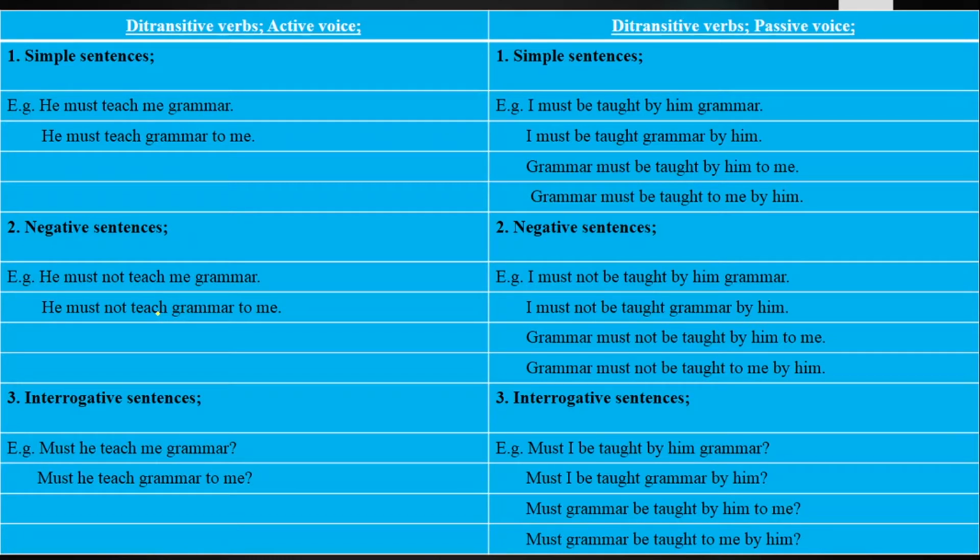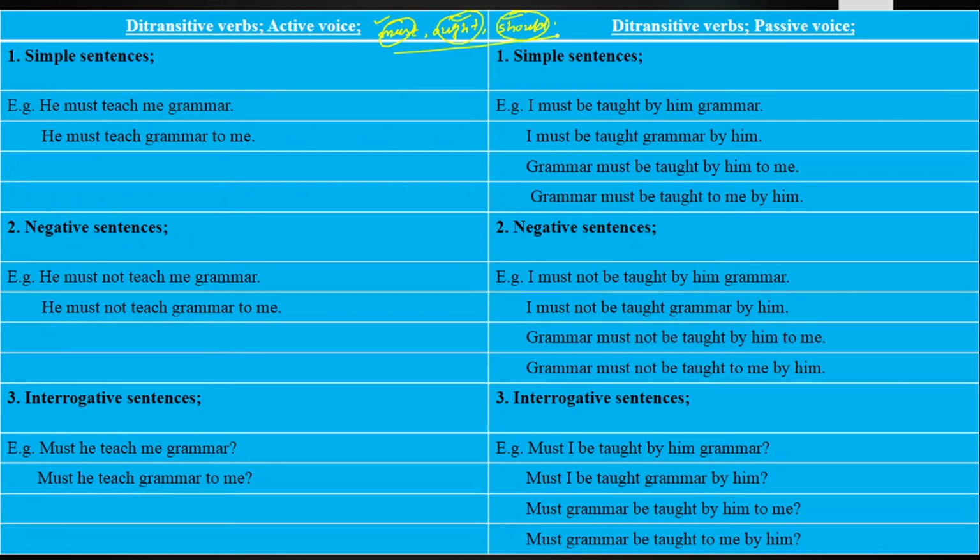We are going to start the modal auxiliary verbs from active voice into passive voice, and today we will be discussing three modal auxiliary verbs from active voice into passive voice. Those are known as must, ought to and should, in ditransitive verbs. You know how you are going to change ditransitive verbs from active voice into passive voice with the modal auxiliary verbs must, ought to and should.